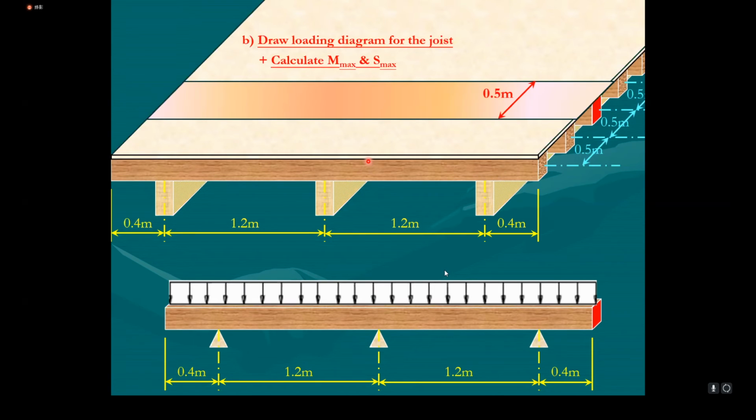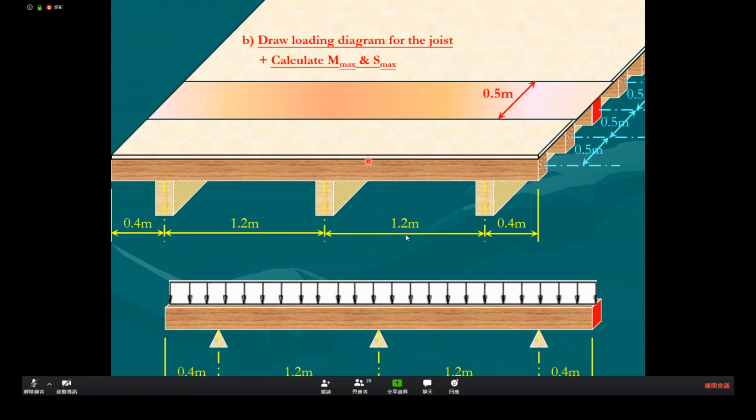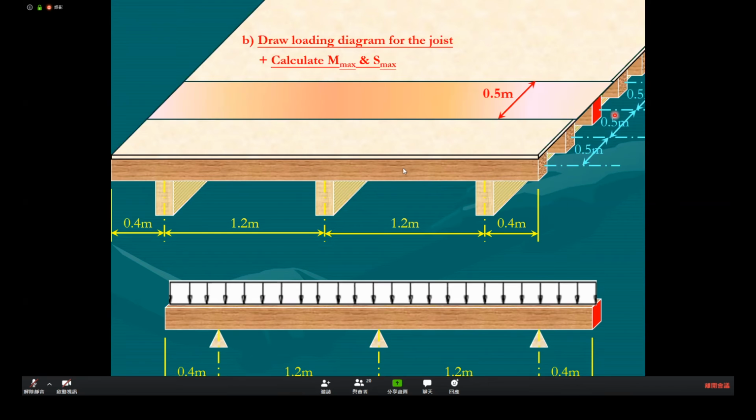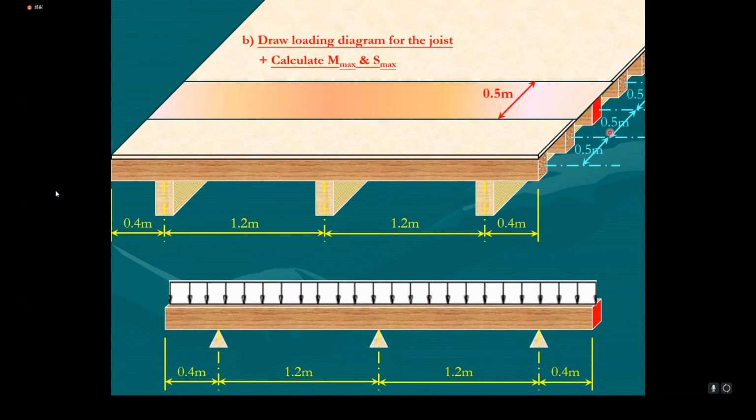So to calculate the uniformly distributed load putting on the joist, you have to consider the area of loading to be taken up by each joist. If the spacing between the joists is 0.5 meter, then each one should take up a loading area with a width of 0.5 meter as well.